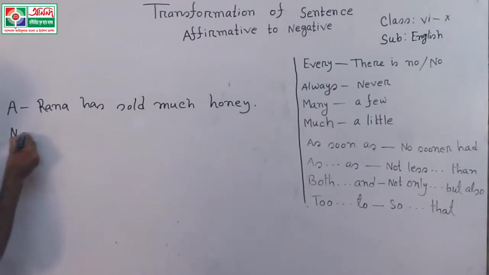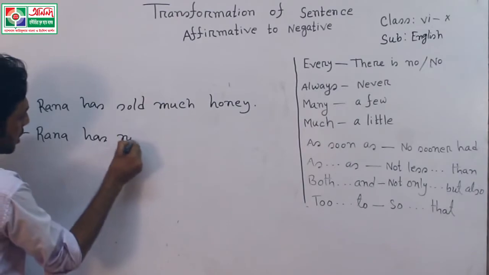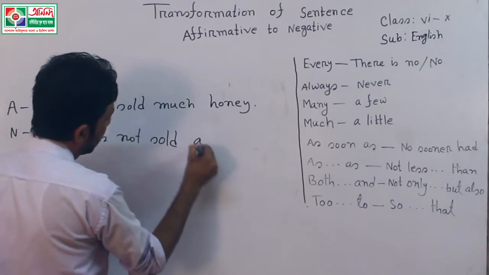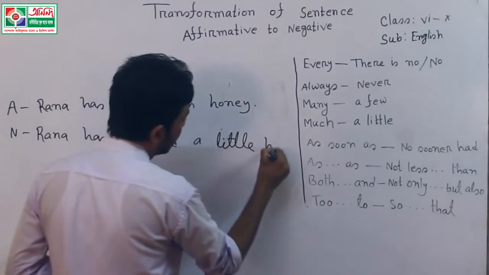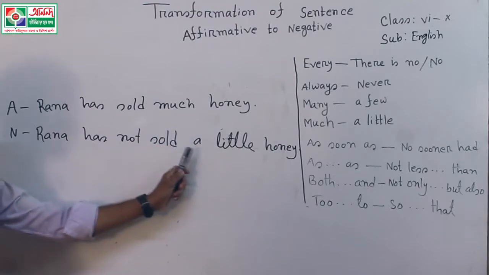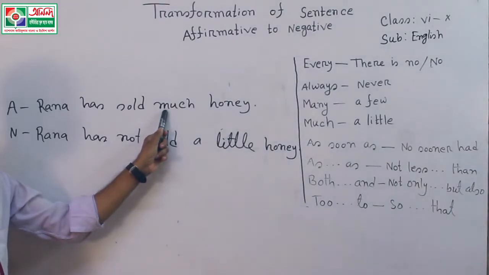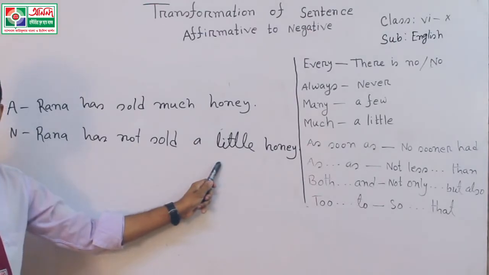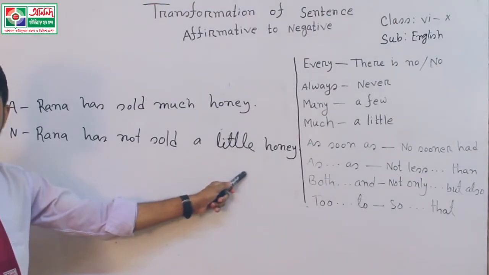Negative sentence. Rana has not sold a little honey. In this negative sentence, we have used a little instead of much. I again say much changes into little, and nothing else has changed in this sentence. Okay?